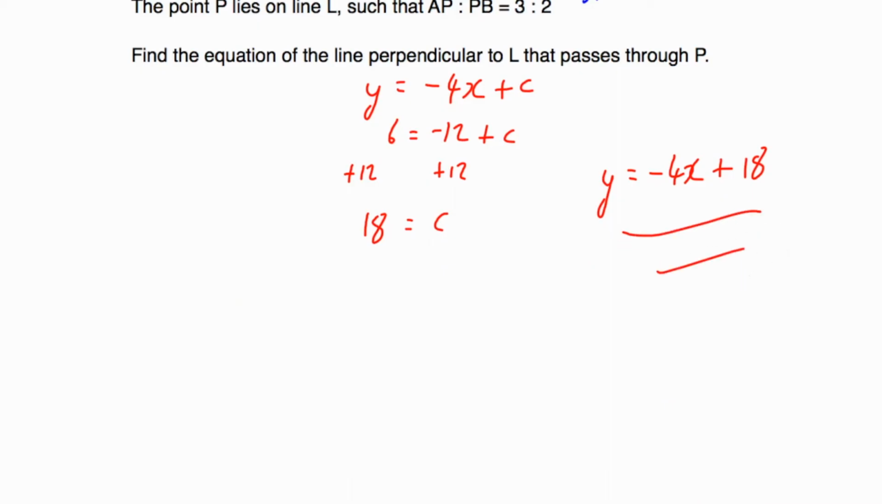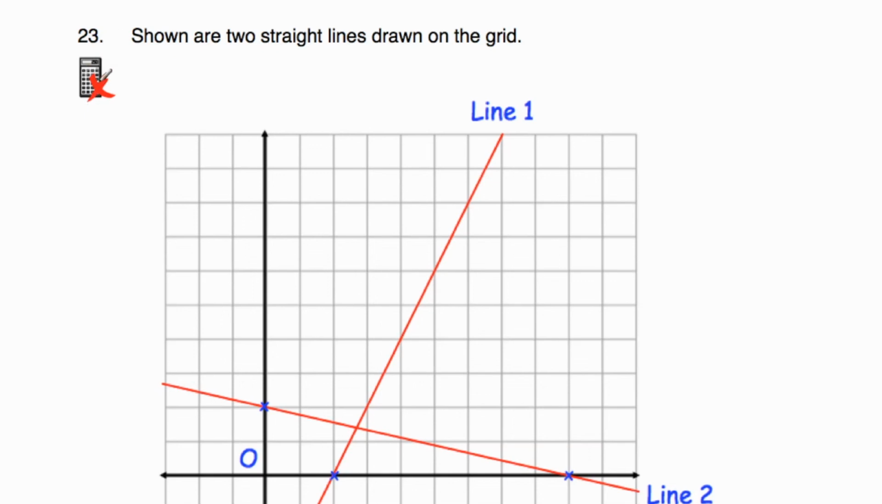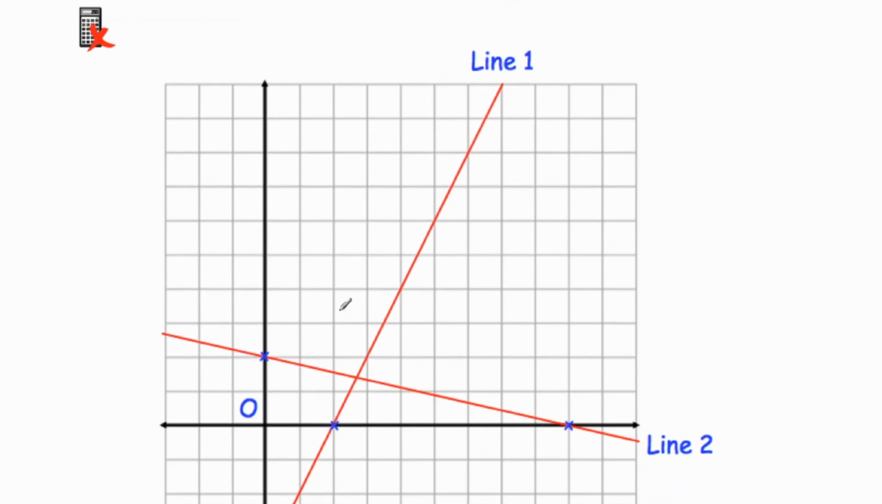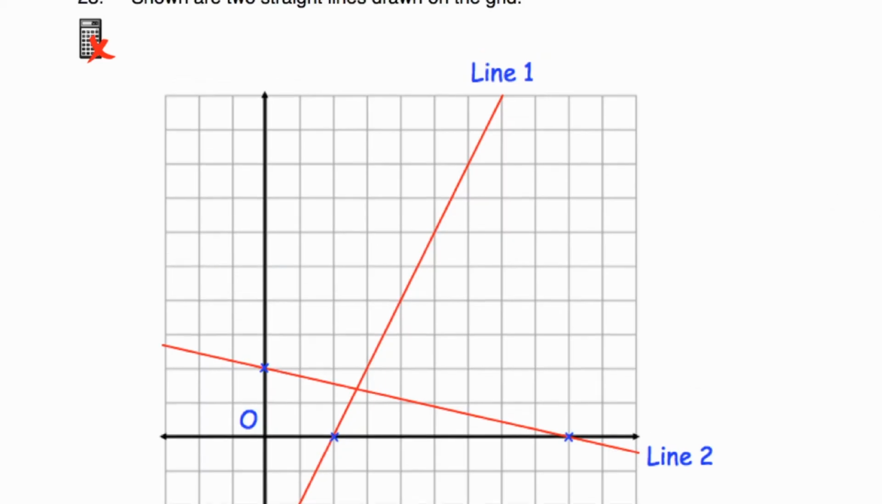Okay, let's have a look at our last question. So question number 23. So shown below are two straight lines. We've got line 1 and line 2, and they've been drawn on this grid.